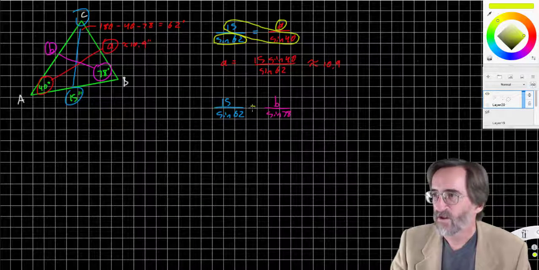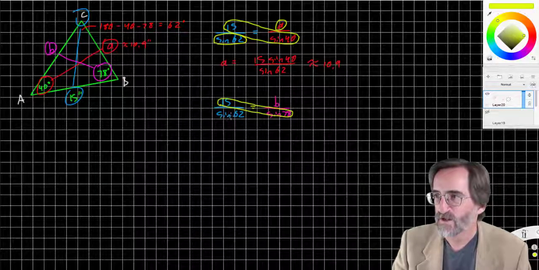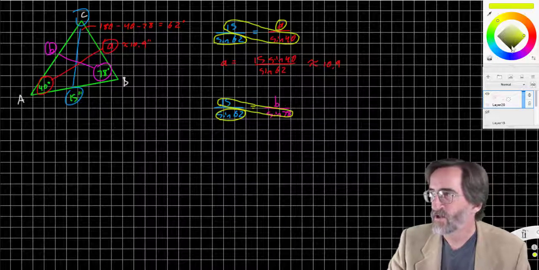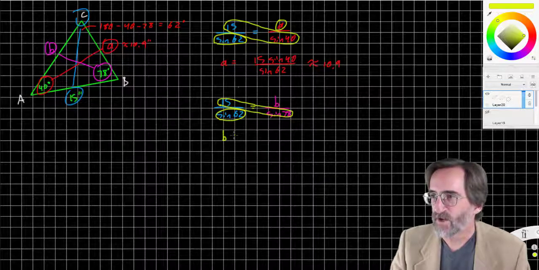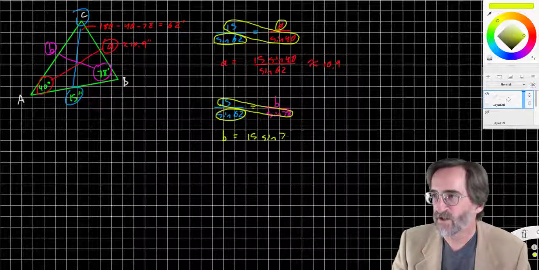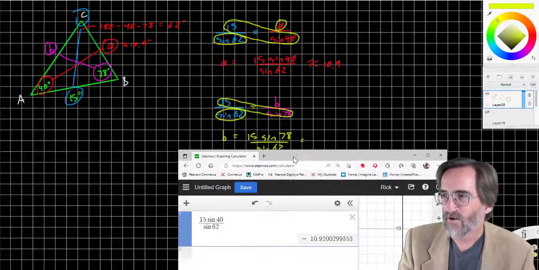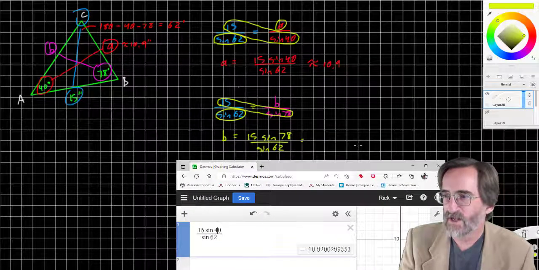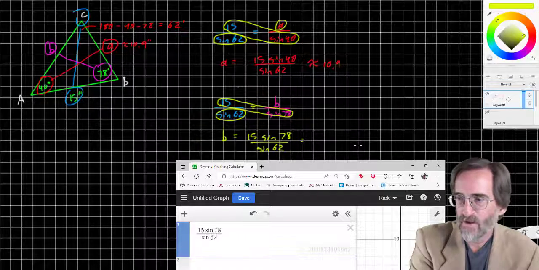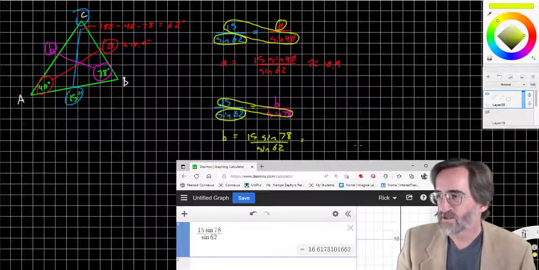Okay, cross multiply and divide. So I'm going to multiply the diagonal b is not on and divide by the remaining side. So b equals 15 sine 78 over sine 62. Okay, that is approximately, let's see what we get here, 15 sine 78 over sine 62, 16.6.